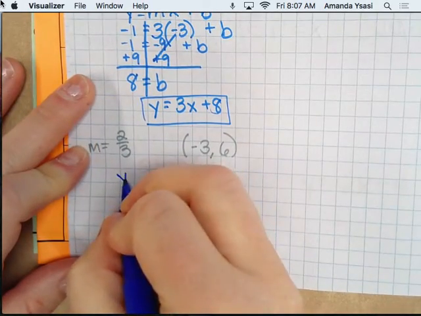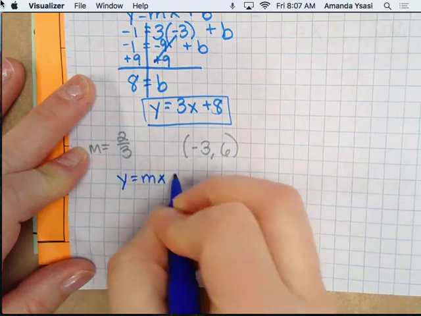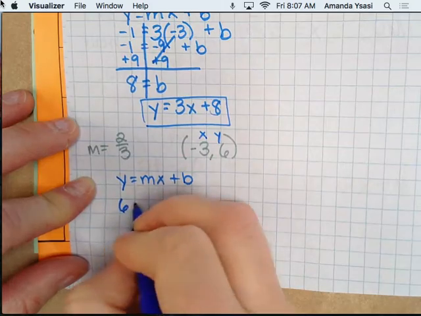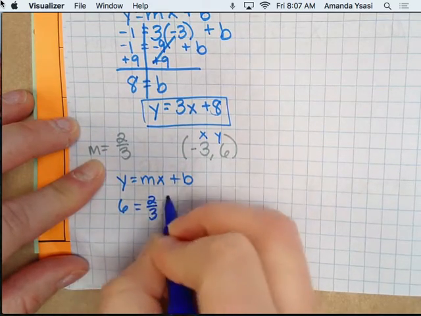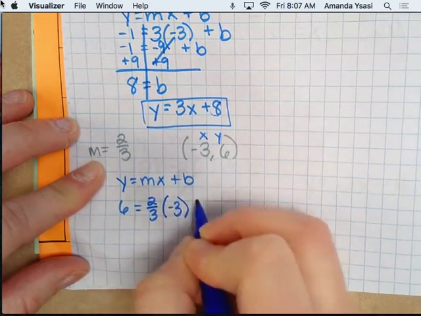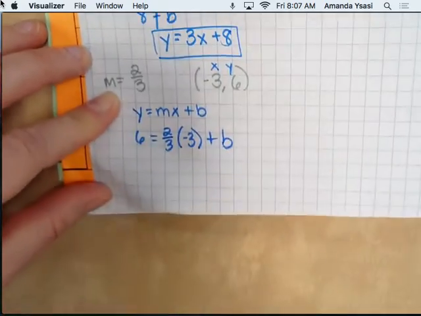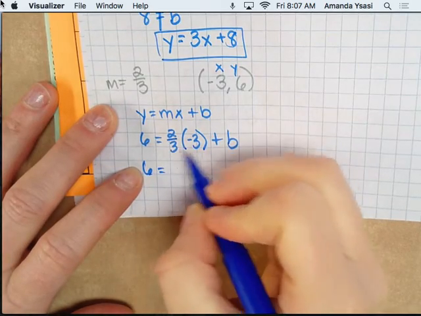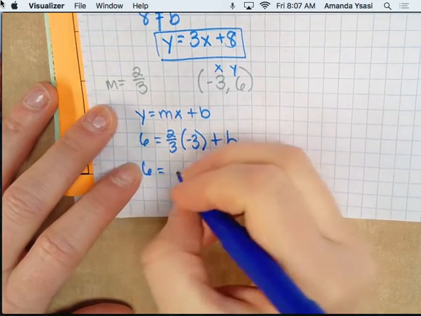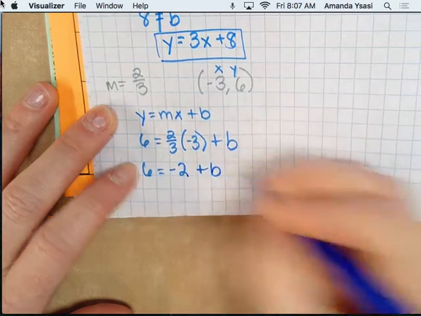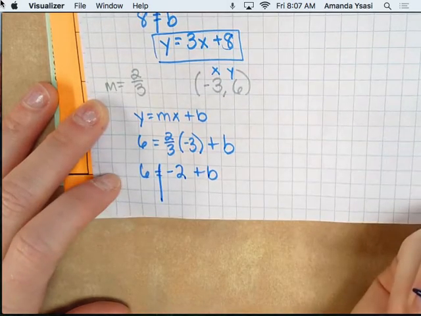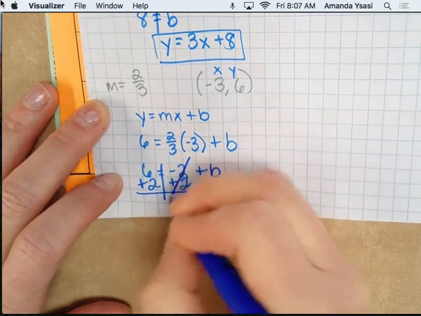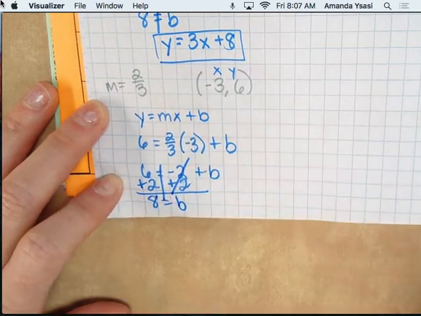Okay, so y equals mx plus b. So x and y. So 6 equals m, which is 2/3, times x, -3, plus b. So 6 equals 2/3 times -3, which is -2, plus b. Add 2 to both sides. You should be writing this down. 8 equals b. So another b, that's 8.